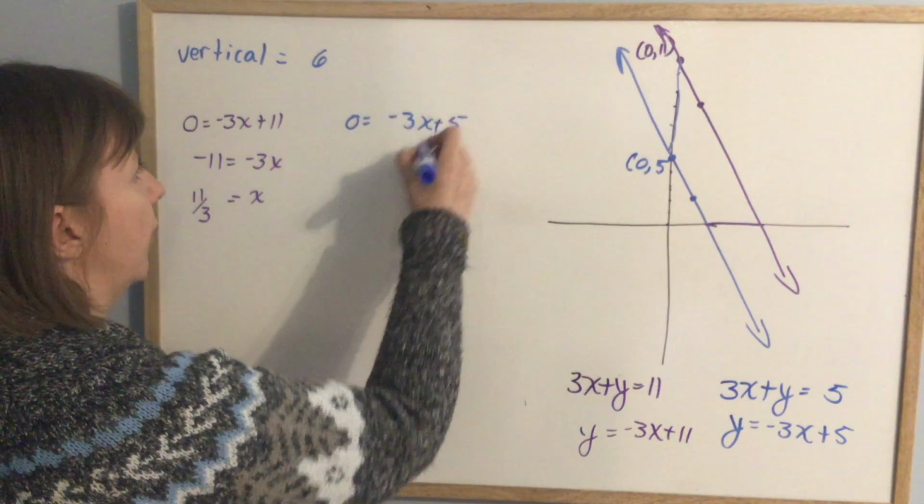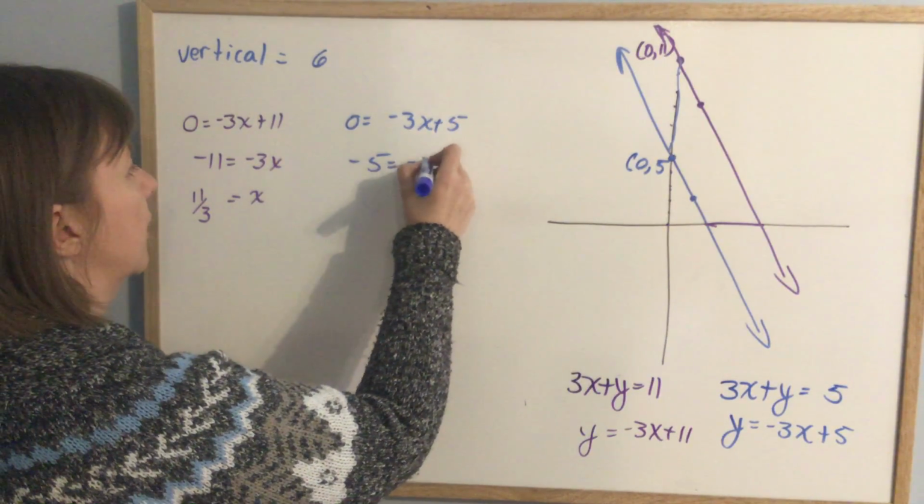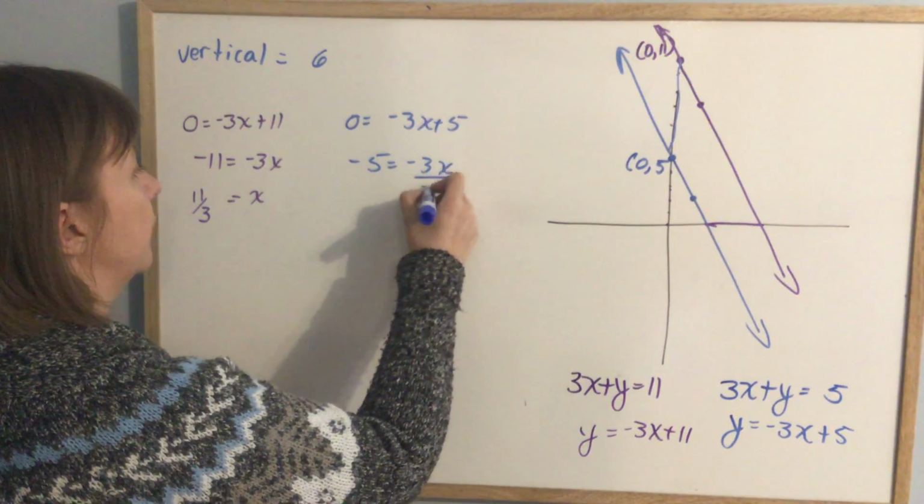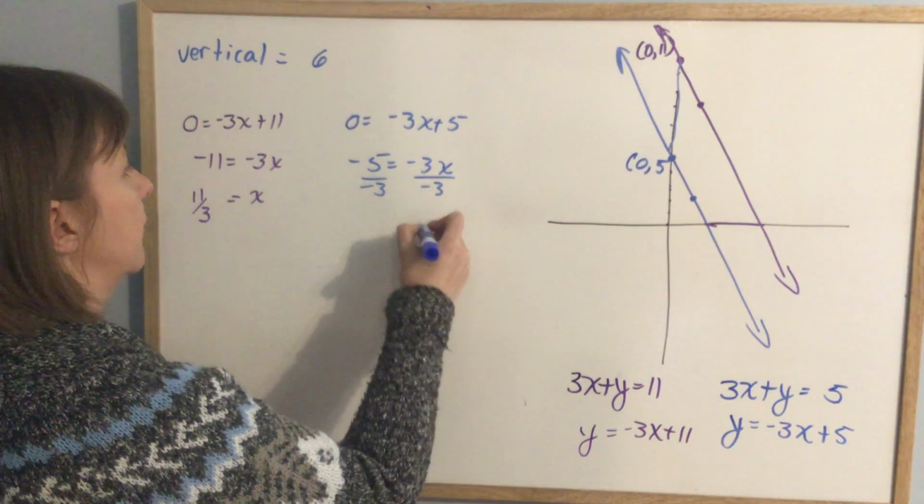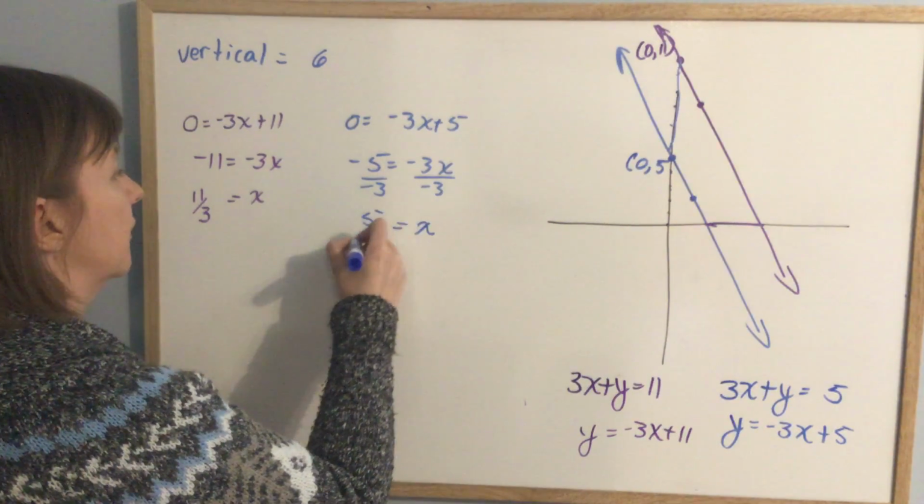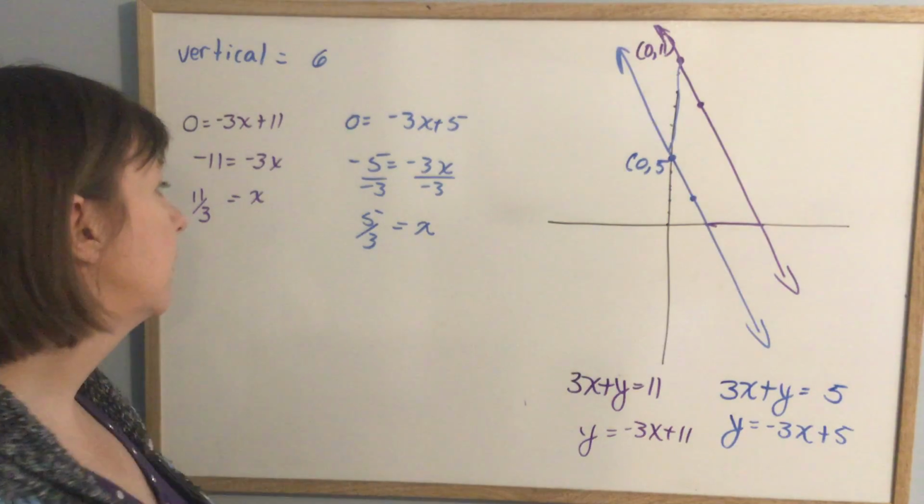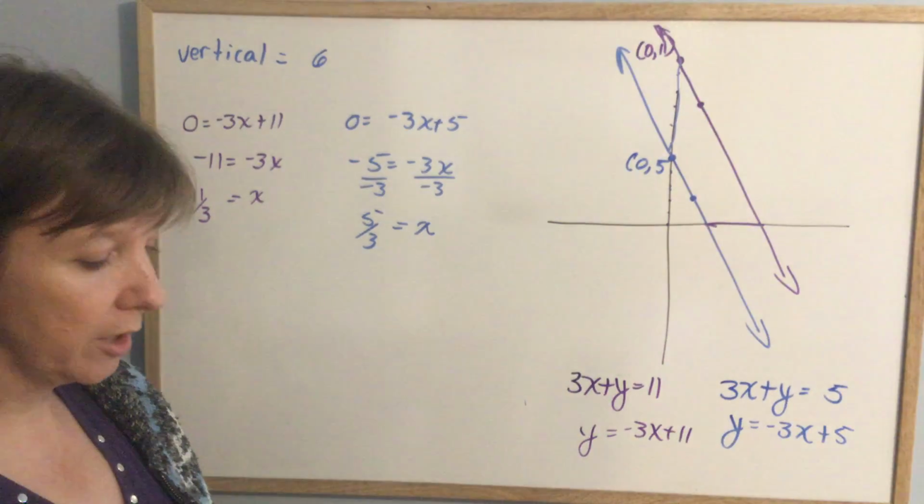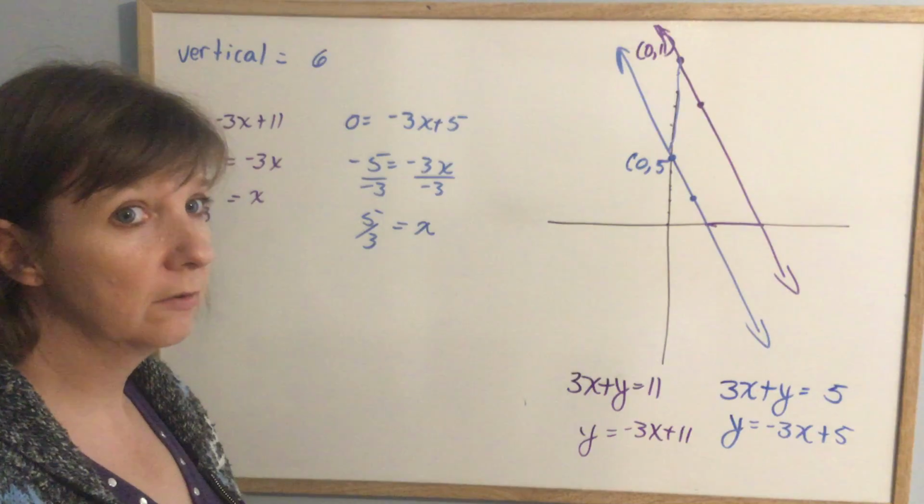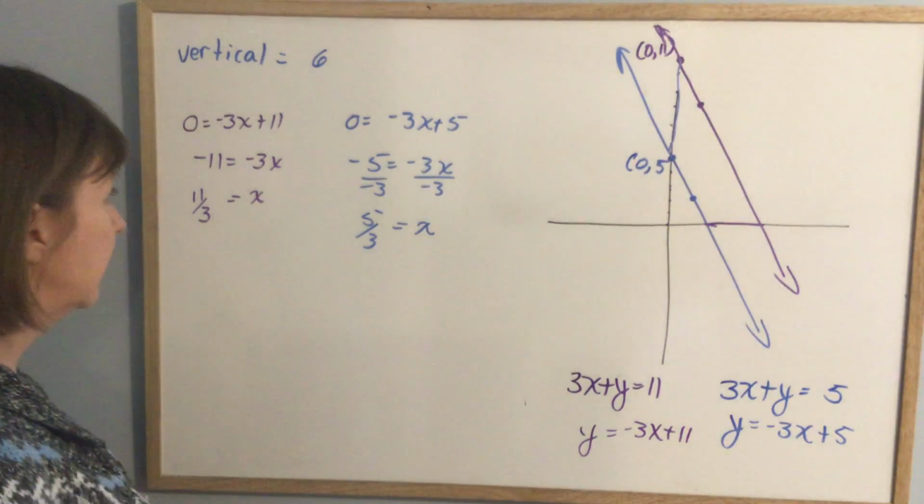And for the blue one, I would do 0 is equal to negative 3x minus 5. So, plus 5, and so negative 5 is negative 3x. So divide by negative 3, divide by negative 3, and I have x is 5 over 3. Or again, if you prefer, that would be 1.66666.